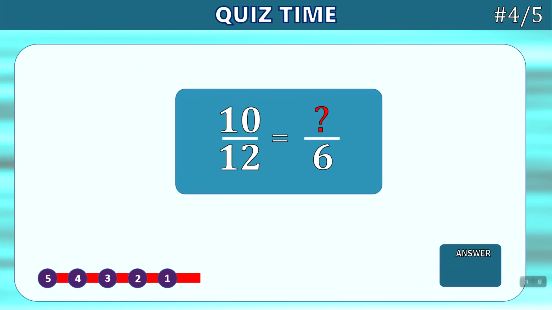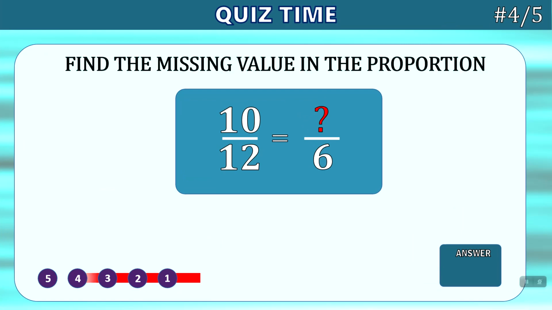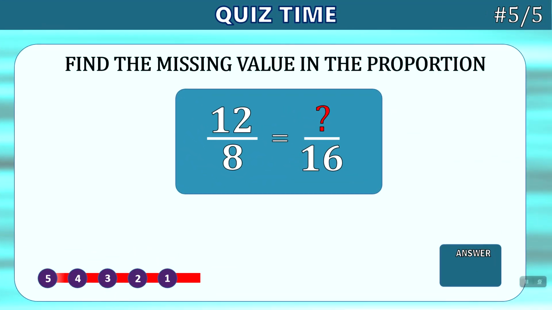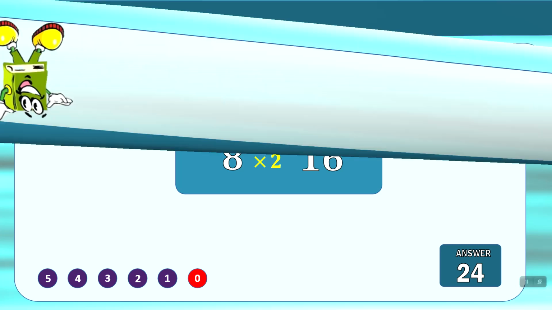Question 4. Find the missing value in the proportion. Time's up. The answer is 5. 12 divided by 2 is 6, and so 10 divided by 2 is 5. And the last question. Find the missing value in the proportion. Time's up. The answer, 24. 8 times 2 is 16, so 12 times 2 is 24.